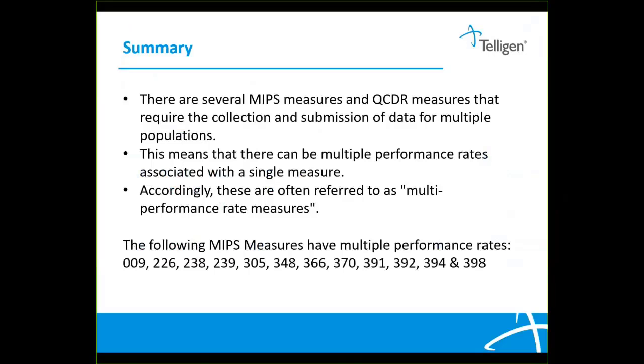There are several MIPS measures and QCDR measures that require the collection and submission of data for multiple populations. This means that there can be multiple performance rates associated with a single measure. Accordingly, these are often referred to as multi-performance rate measures. Listed here are the MIPS measures that have multiple performance rates. There are also many QCDR measures with these multiple performance rates.